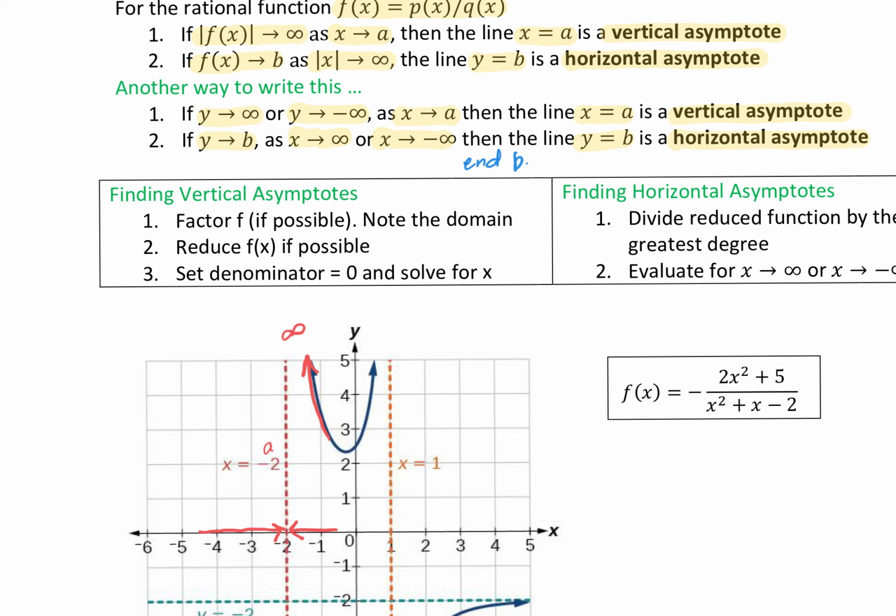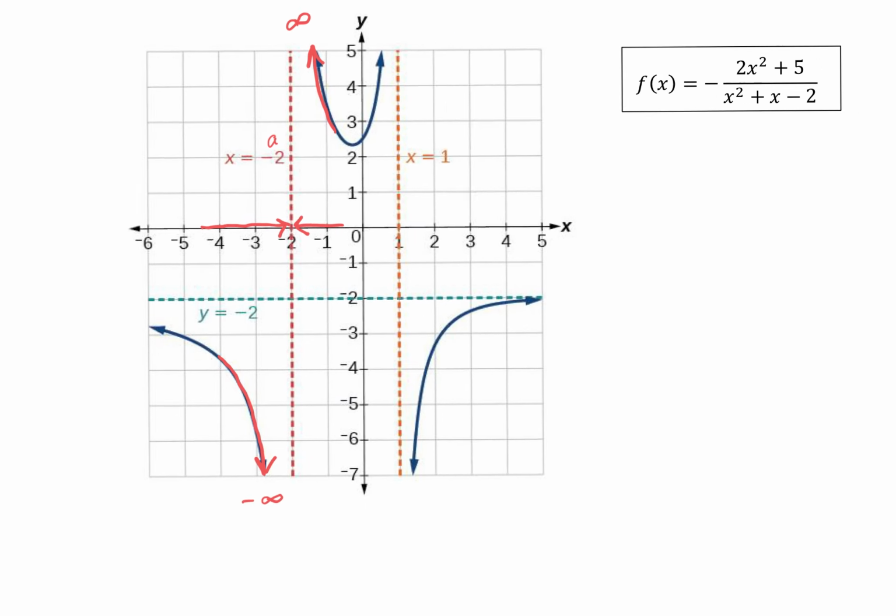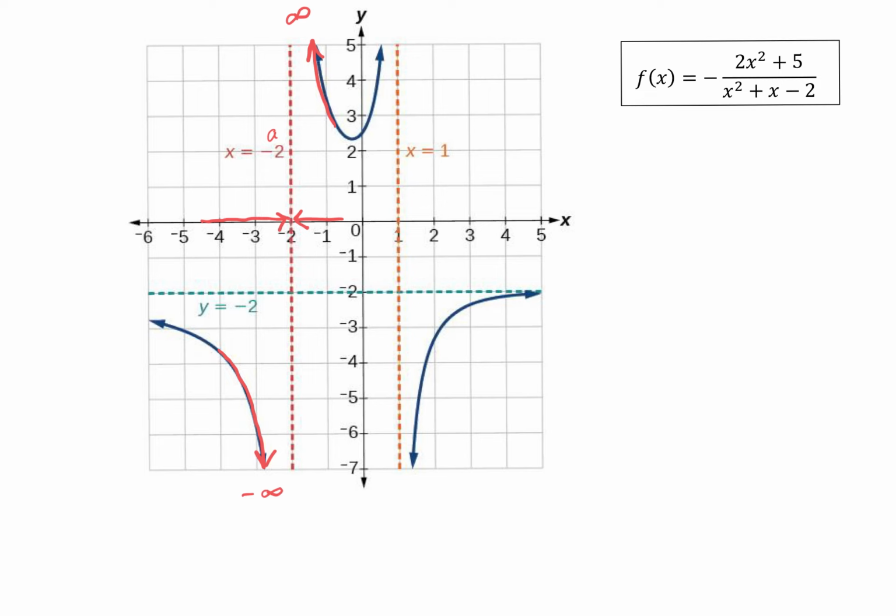And I know it's end behavior because when I'm looking at my x values, they're going to positive infinity and negative infinity. So that's just the ends of the graph, right? Where x is getting really, really large or really, really small. So if the y value approaches some number when x gets really large or really small, then that would be the horizontal asymptote. Let's go ahead and go back to our graph and look at our horizontal asymptote.